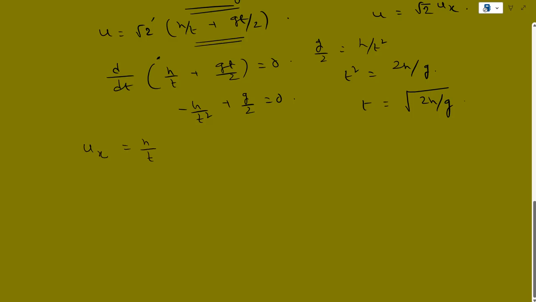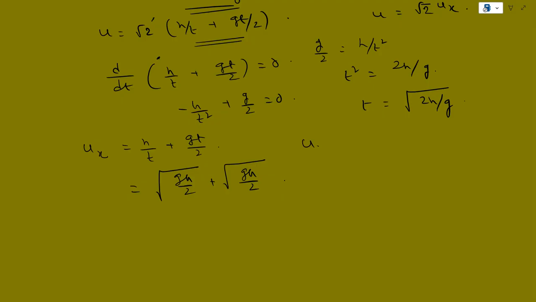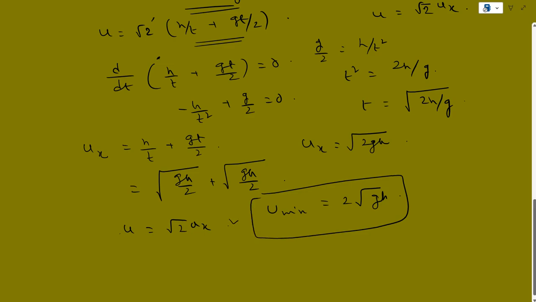u_x is h by t plus g t by 2. Now substitute the optimal t. Both terms become equal. So this is root over gh by 2 plus root over gh by 2. Hence u_x is root over 2gh. Finally, u is root 2 times u_x. So u minimum is root 2 times root 2gh. So what is the final answer? u minimum is 2 root gh.